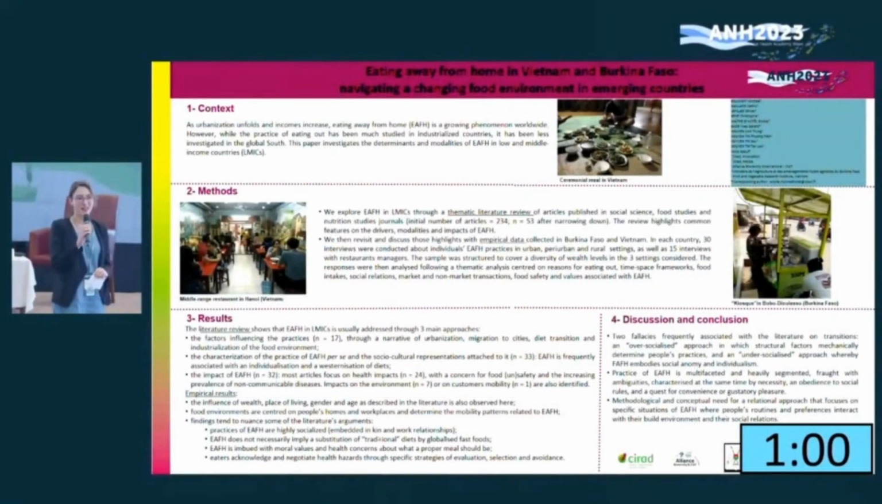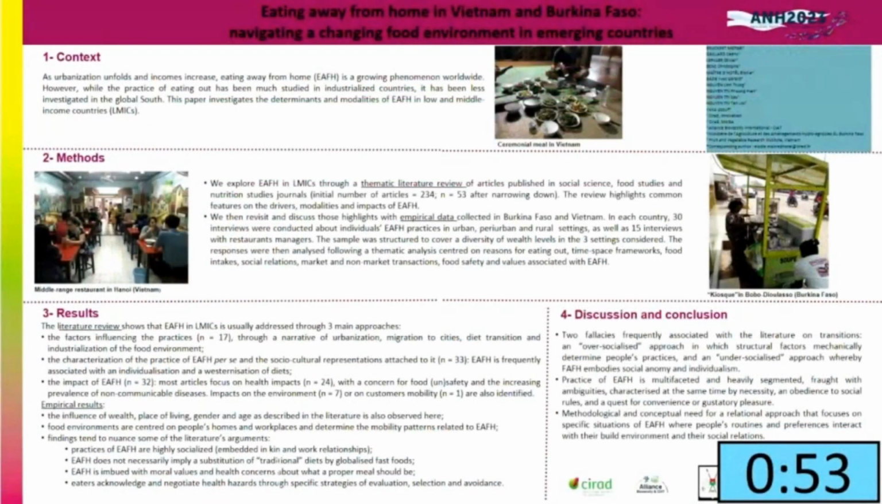The consumption of food away from home is a growing phenomenon, but it has received little attention in low and middle income countries. So we led a literature review on the drivers and the modalities of eating out. The higher incomes and urbanization are among the main identified drivers, while the modalities tend to highlight a tendency towards the individualization of behaviors, a westernization of the diets.